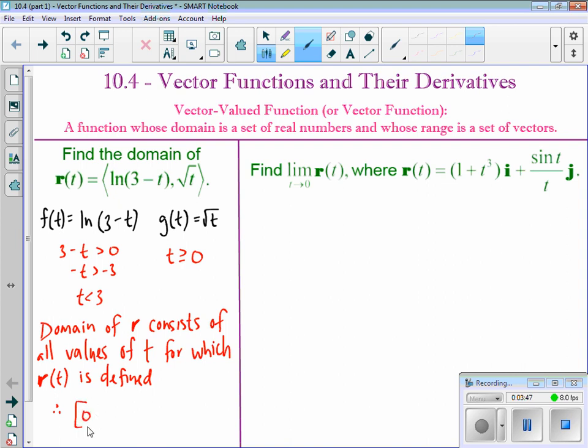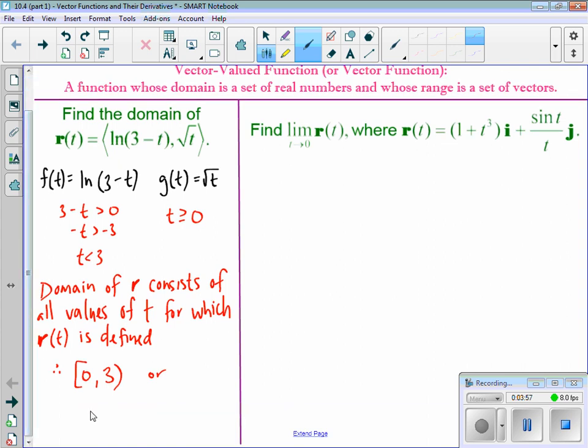When we're including 0, you put the square bracket. And when we're not including 3, you put a rounded bracket. So that's one way to write it. Or the other notation would be t is in between 0 and 3, greater than or equal to 0 and less than 3. So this is fine or this is fine. Those are the exact same answer.